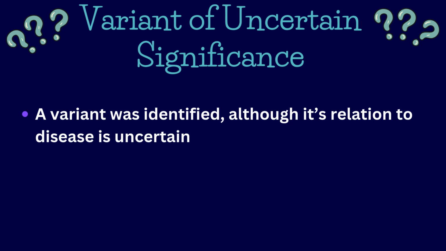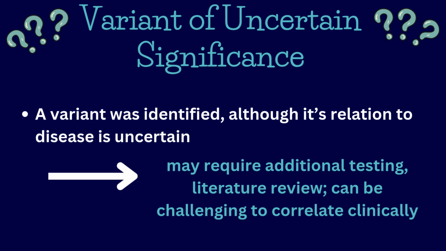A variant of uncertain significance is not uncommon. It is when a variant was identified, although its relation to disease is uncertain. A variant of uncertain significance may require additional testing, further literature review, or may not be clinically significant. Variants of uncertain significance are definitely challenging to correlate clinically. The labs that perform genetic testing maintain this data, and as more information becomes available, they will periodically revisit and may change the classification of a VUS.